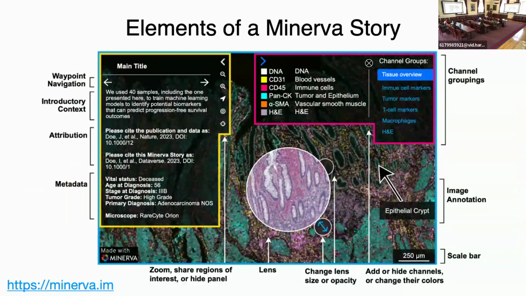Here's a mock-up of what this looks like in your browser. There's textual information on the left, information about the channels and your legend on the upper right. Various image annotation features such as regions of interest and arrows can be added to the image to highlight critical features.